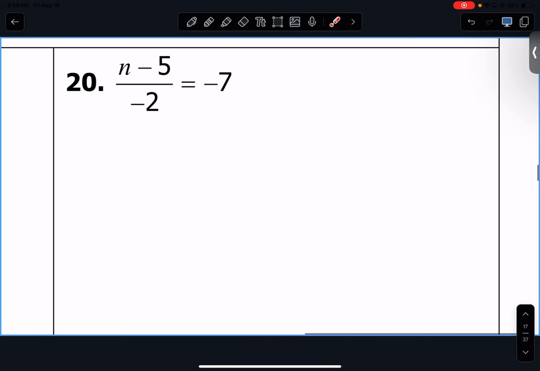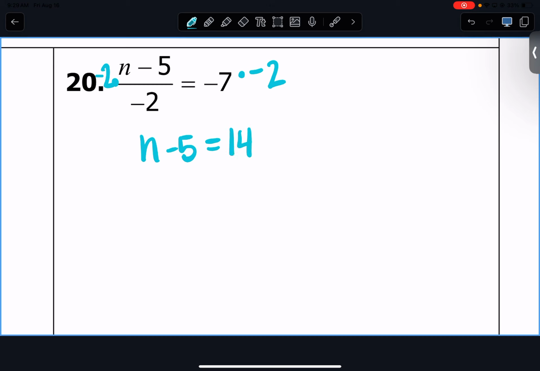What about 20? What do I do first on 20? I need to multiply by what? Positive or negative? So we get n minus 5 equals, then what? And then you subtract 5. Or oh, add. So we get n equals 19. That's our answer.